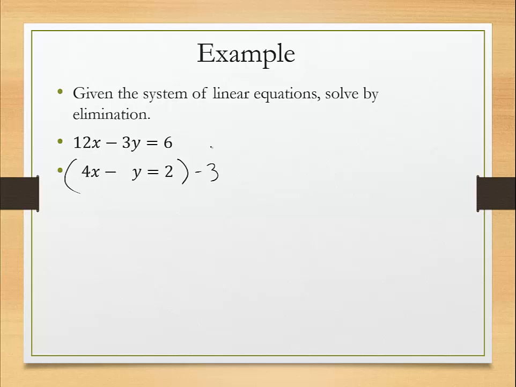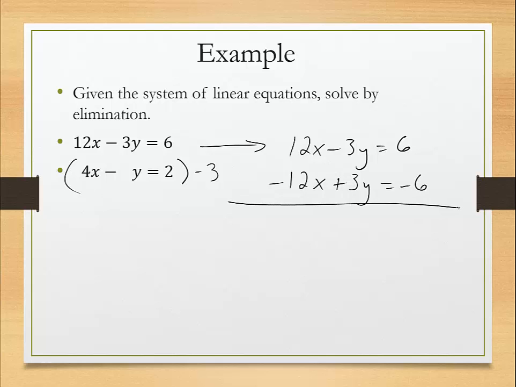And then distribute. So bring across your top, 12x minus 3y equals 6. Negative 3 times 4 is negative 12x. Negative 3 times negative 1 is positive 3y. And then negative 3 times 2 is negative 6. And now we can add down.